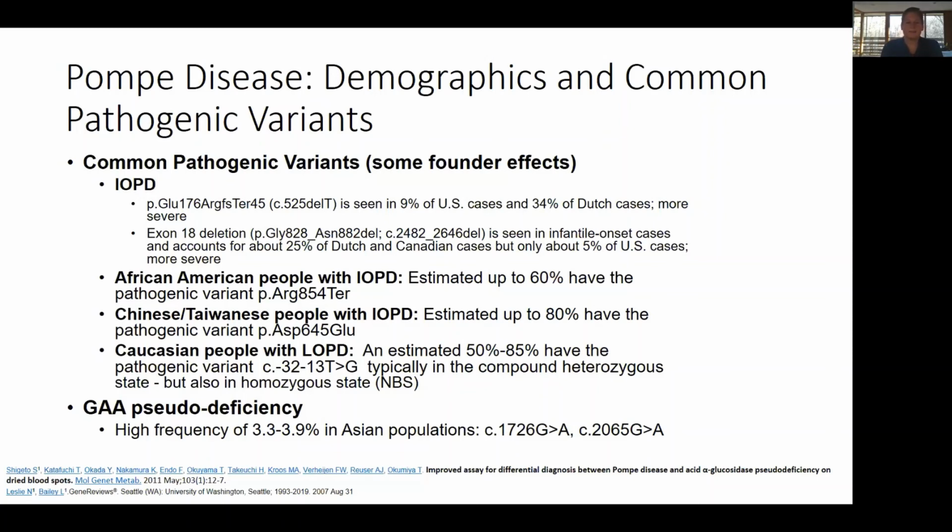But it can be something that causes a low enzyme during newborn screening testing. And then once the molecular testing is done, it's determined that the patient has a pseudodeficiency allele. And then in that case, we know that they're not at risk for Pompe, as long as they don't also have two pathogenic or disease-causing variants.